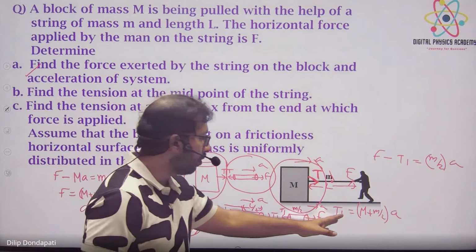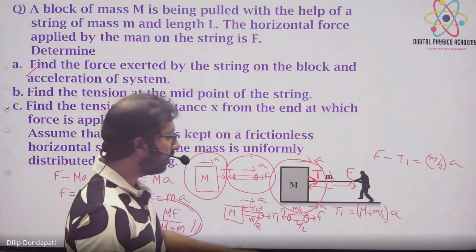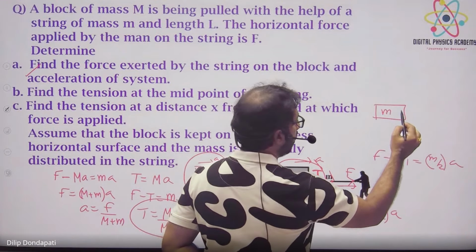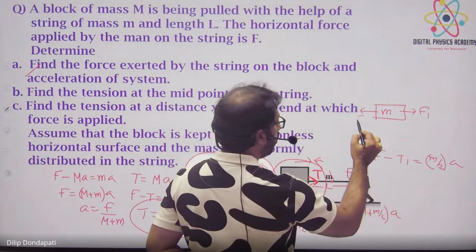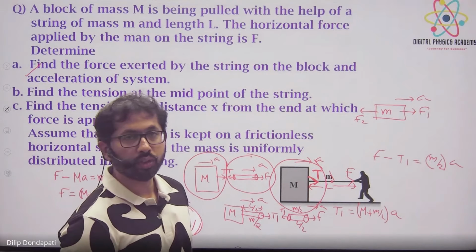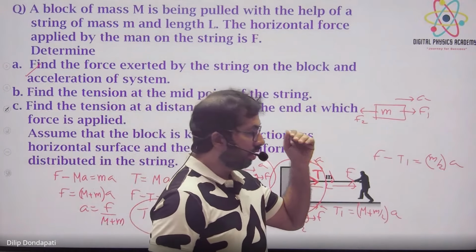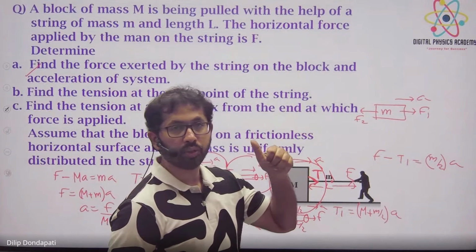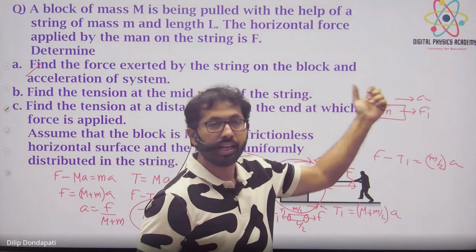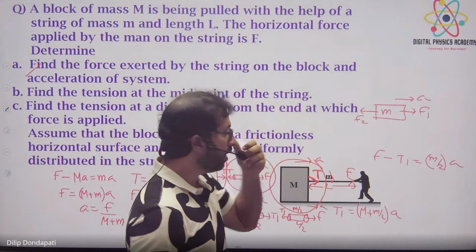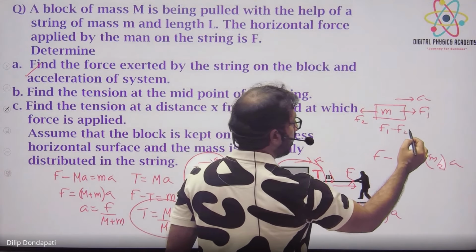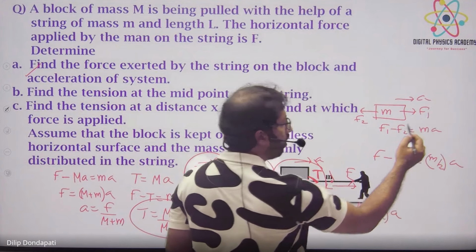Look, a small equation to understand. Tell me, this is mass m, this is F1, this is F2, and this is acceleration a. Tell me how to apply net force equal to ma. Net force means this side force, which one should we take as positive? In the acceleration direction we should take as positive and the opposite direction of acceleration as negative. Tell me what will come? F1 minus F2 is equal to ma.